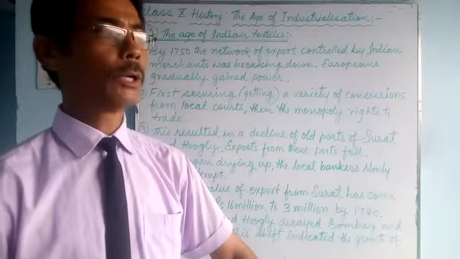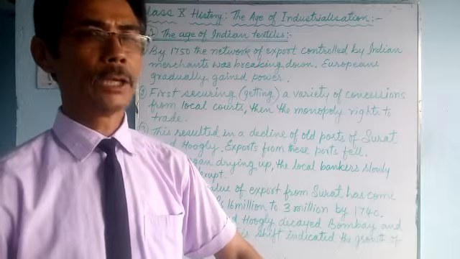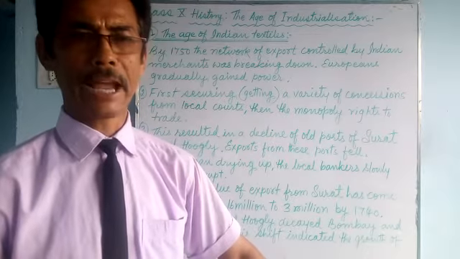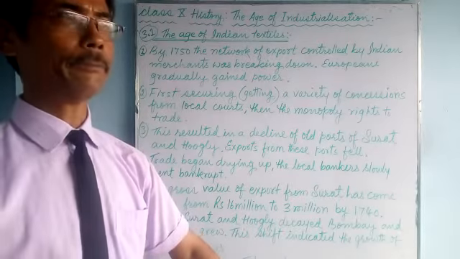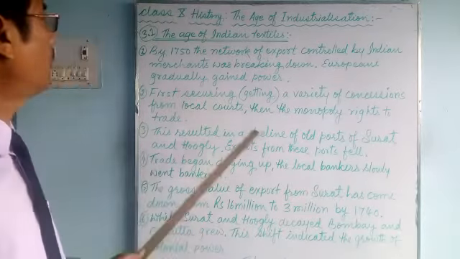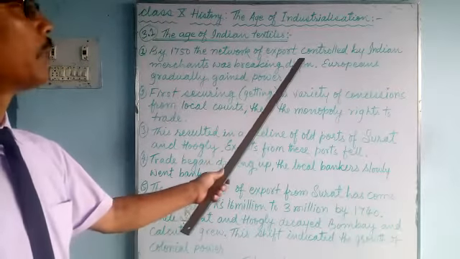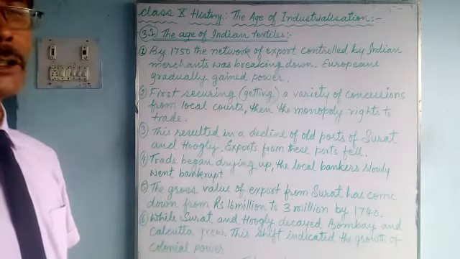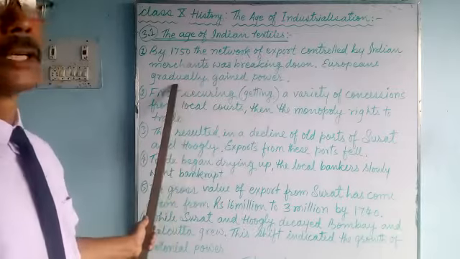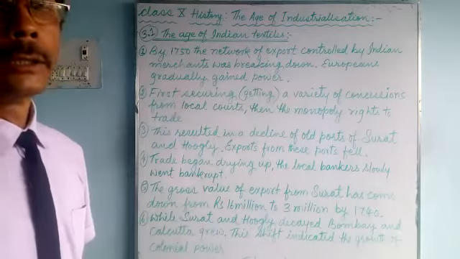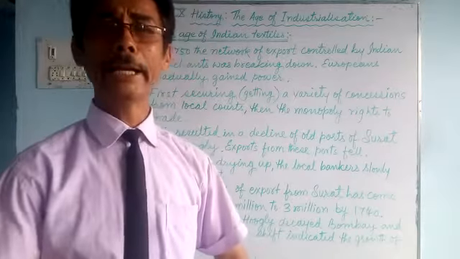Most of the textiles were produced in the villages or in the rural areas. There were no big factories in India at that time. And the trade was controlled by Indian merchants. But by 1750s, the trade controlled by Indian merchants was breaking down. Europeans gradually gained power after the 1750s.